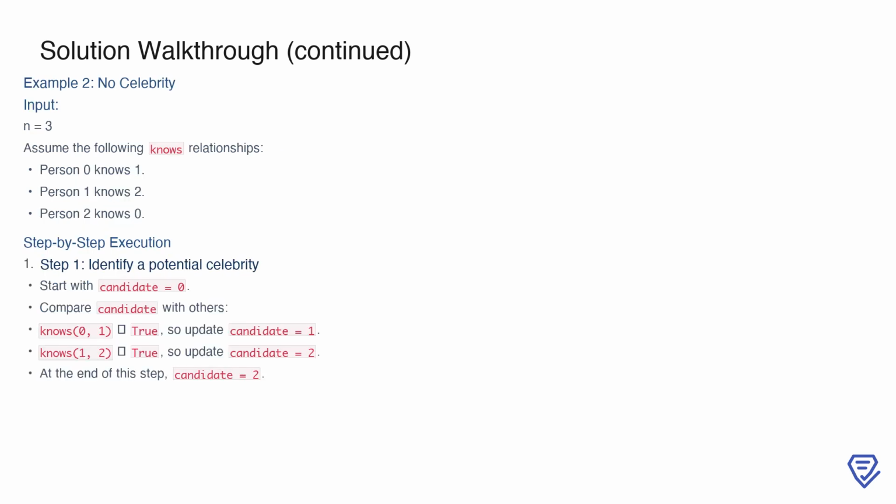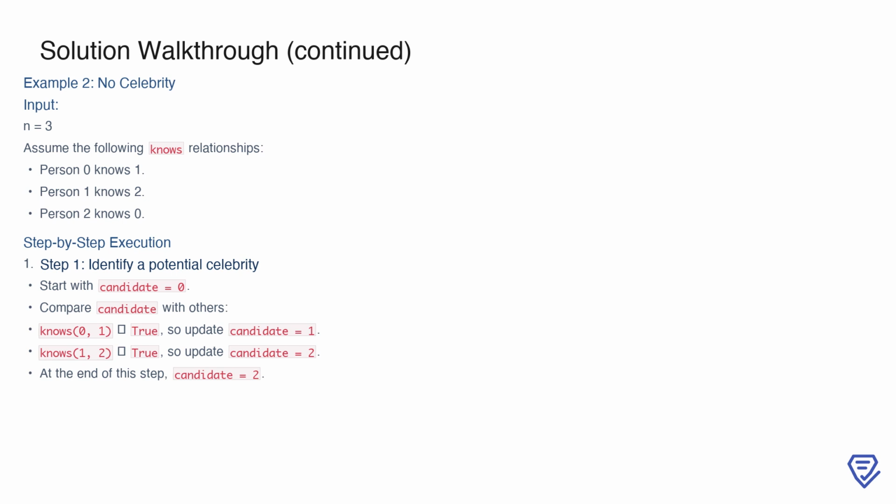In another example, we examine a case where no celebrity exists. Here, there are 3 people, and the relationships are as follows: person 0 knows person 1, person 1 knows person 2, and person 2 knows person 0. Starting with candidate 0, we compare with others. Since knows(0, 1) is true, the candidate is updated to 1. Then, knows(1, 2) is true, so the candidate is updated to 2.